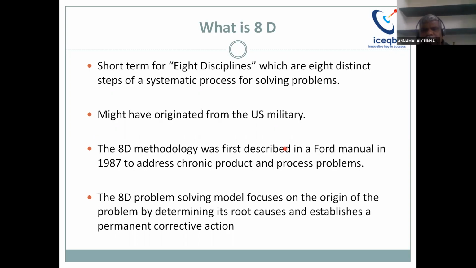This 8D methodology focuses on finding the root cause or origin of the problem and establishing a permanent corrective action. So these are the 2 important points. First, whenever we find that there is a problem, we try to identify what the root causes of the problem are, and then we try to address it by taking a permanent corrective action.